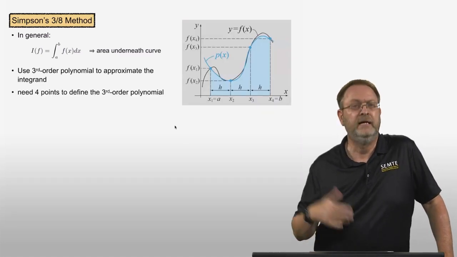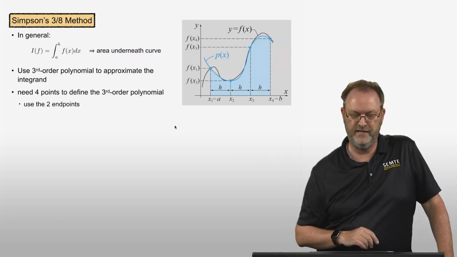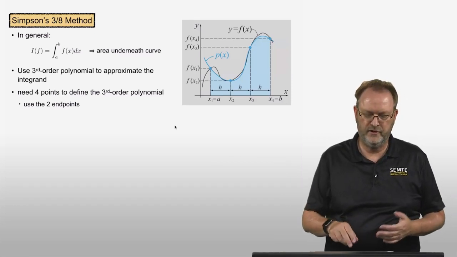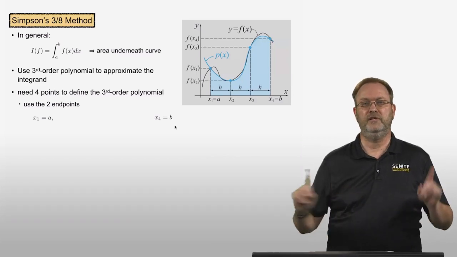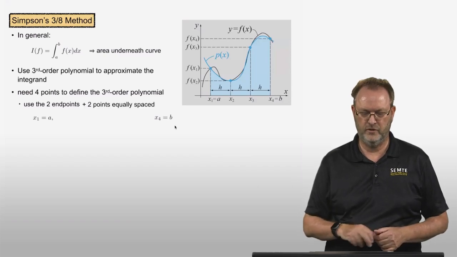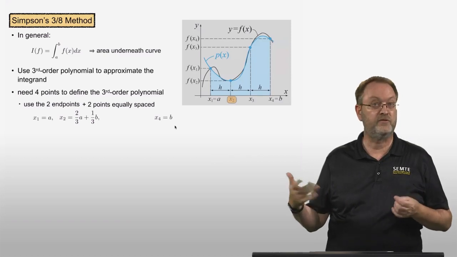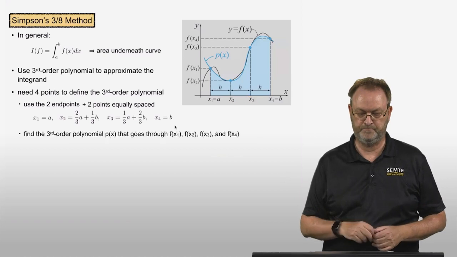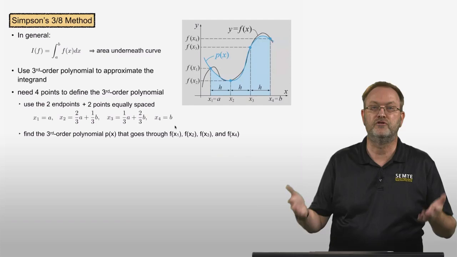Same type of idea, but in order to define a third order polynomial, we will need 4 points to define this polynomial. And what we're going to do is use the 2 endpoints of the integral, a and b. And now we're going to interdisperse 2 additional points into this interval that are equidistant apart from the neighbor, so equally spaced. So the first point that we place in the middle would be 2/3 a plus 1/3 b. And the second point would be at 1/3 a plus 2/3 b. And now the task is to find the third order polynomial that goes through those 4 points.